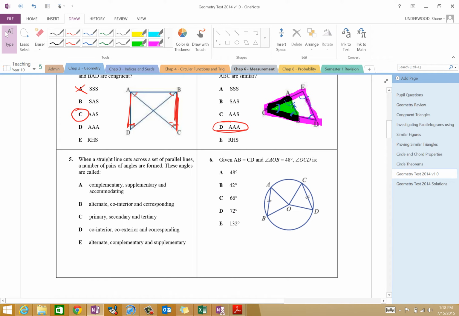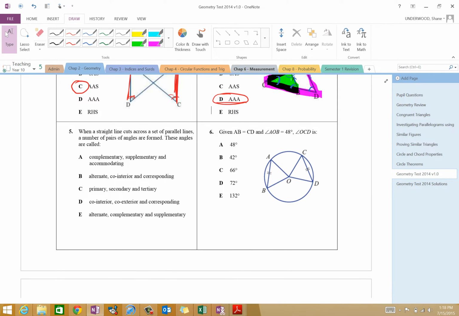What about when a straight line cuts through a set of parallel lines? Let's just draw it. Okay, let's say that these lines are parallel.